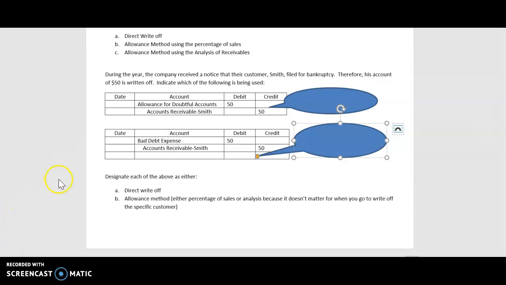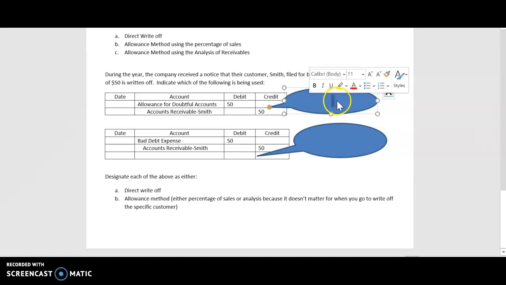Okay, let's look at this last part. During the year, the company received a notice that their customer Smith filed for bankruptcy. Therefore, his account of $50 is written off. Indicate which of the following is being used. Okay, so we're using some of our allowance in this first entry, and we're crediting the person's account. So since we're using an allowance for doubtful accounts, this is using the allowance method.